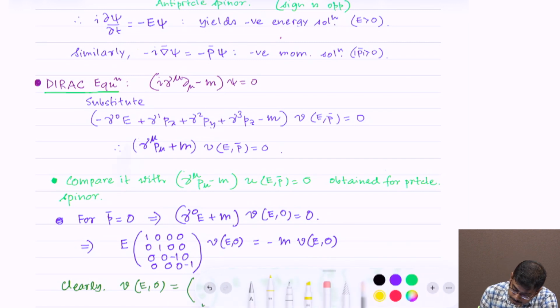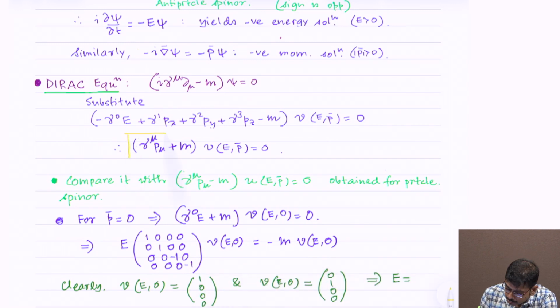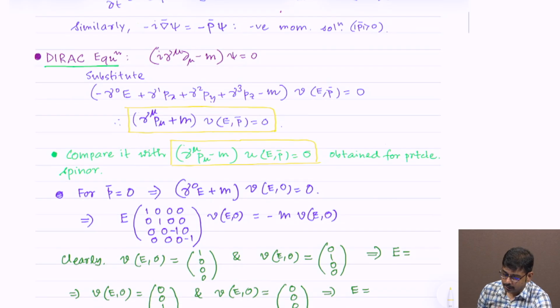Now this is something interesting. You can compare this with the particle-like solution. So v(E,p), the antiparticle spinor, needs to solve the equation (gamma^mu p_mu + m) v(E,p) = 0. Now you can compare it with the particle-like spinor u(E,p), which was solving the equation (gamma^mu p_mu − m) u(E,p) = 0.